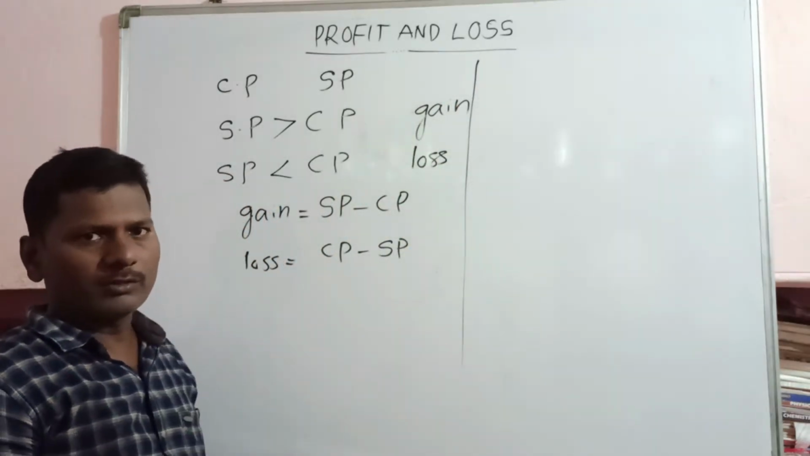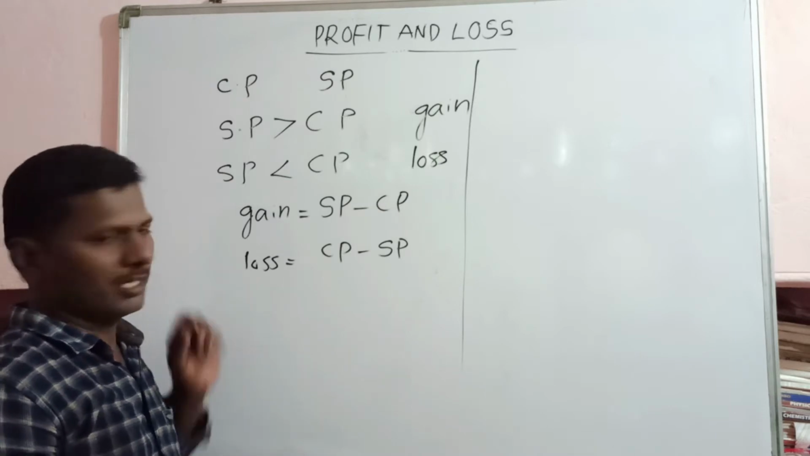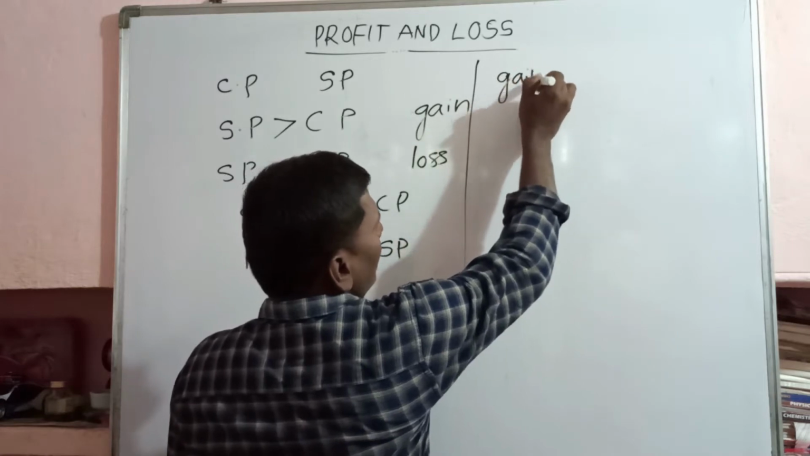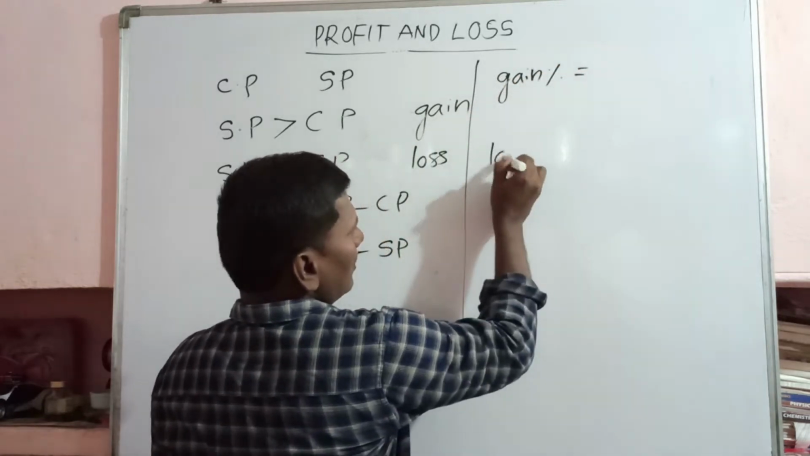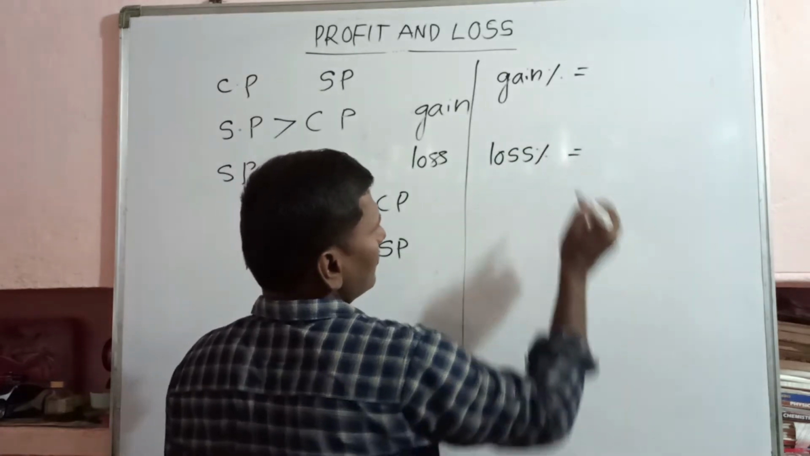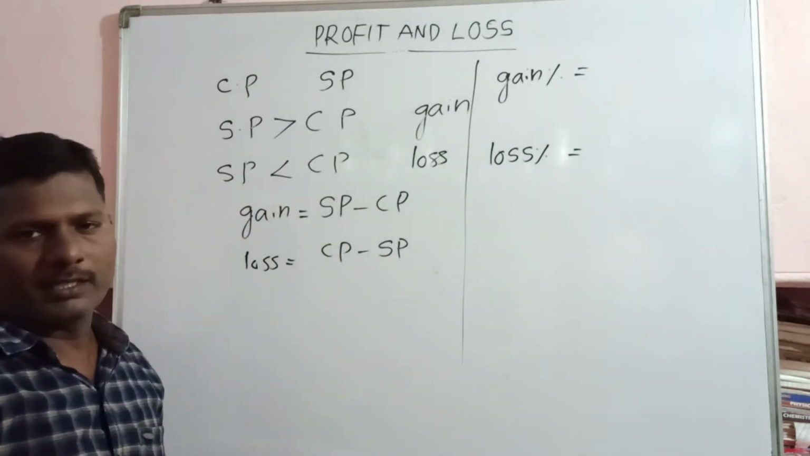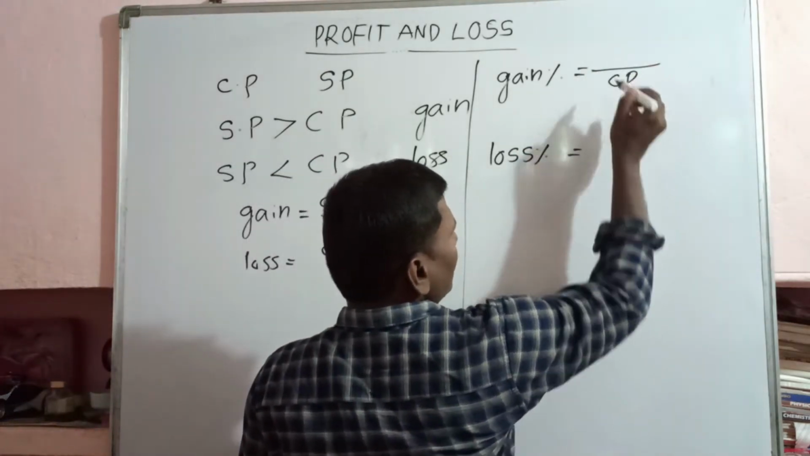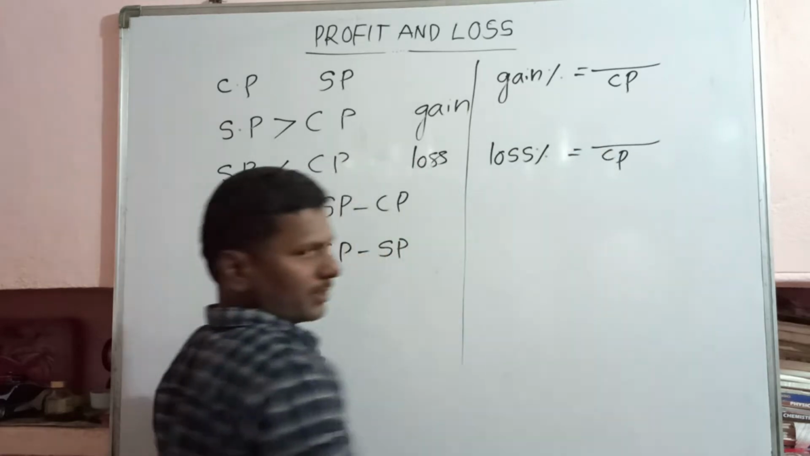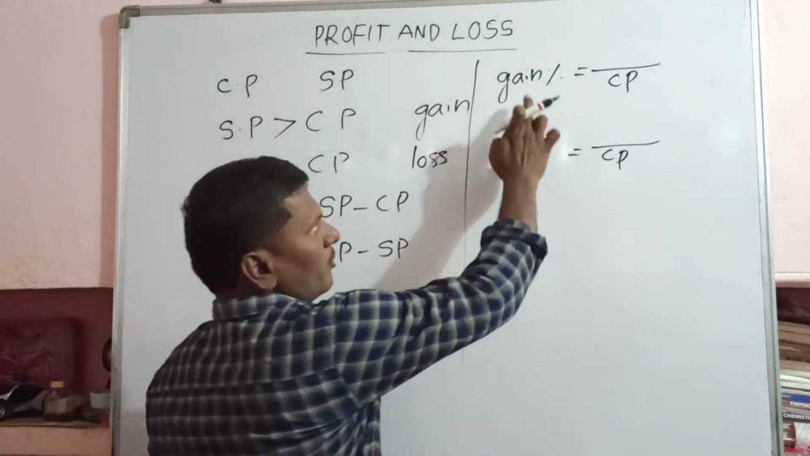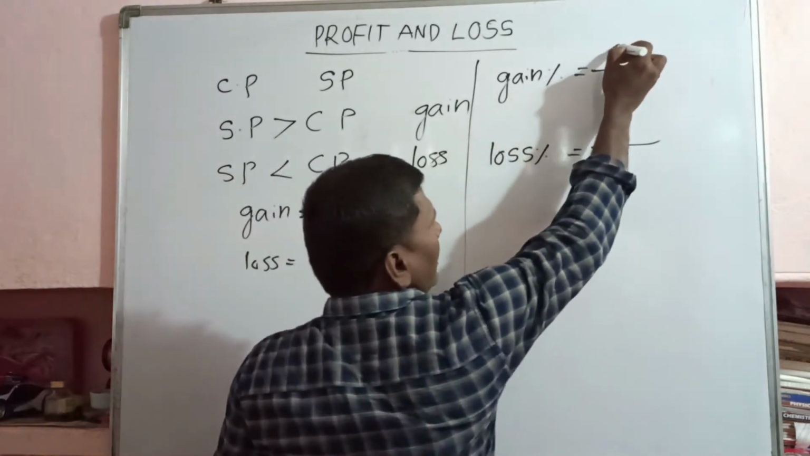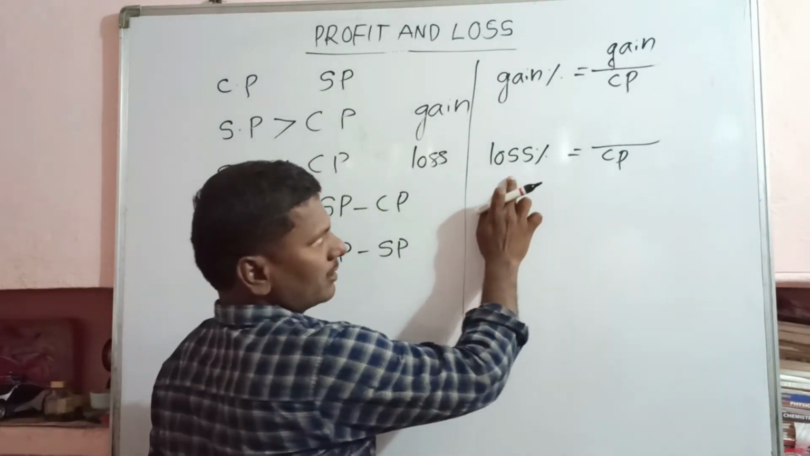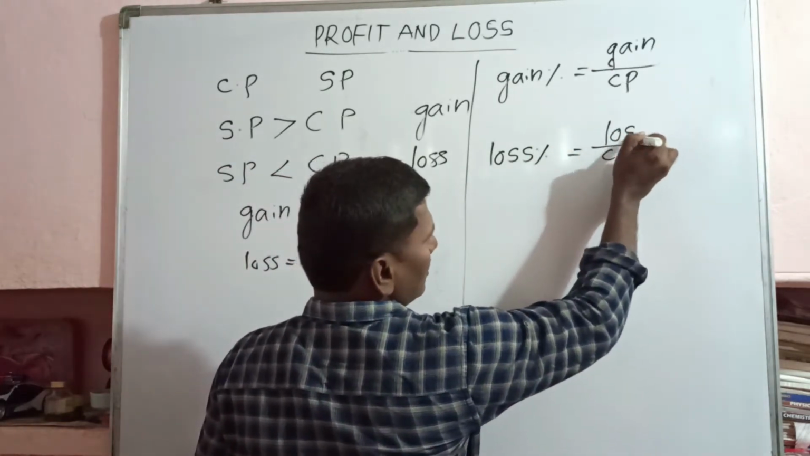Now, how to find out percentage of gain and percentage of loss? To find out percentage of gain or percentage of loss, we always write cost price in denominator. Here I am writing cost price. In this case also I am writing cost price. To find out percentage of gain, write gain value in numerator. To find out percentage of loss, write loss in numerator.